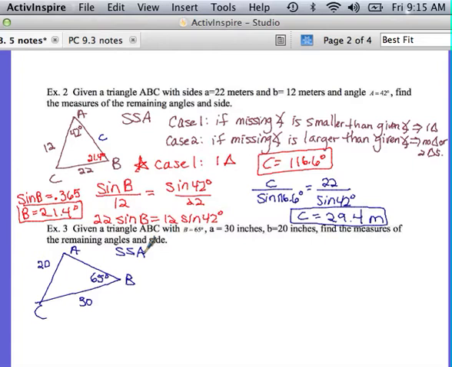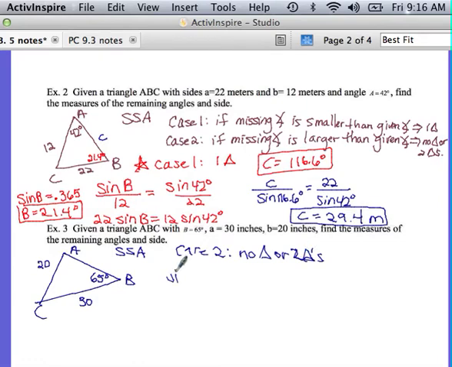So we have, is it case 1 or case 2? Angle A is the missing angle. And what do I know about angle A? It's larger than angle B. It's larger, so this is actually case 2. Case 2 is no triangle or two triangles. So let's start working it out.